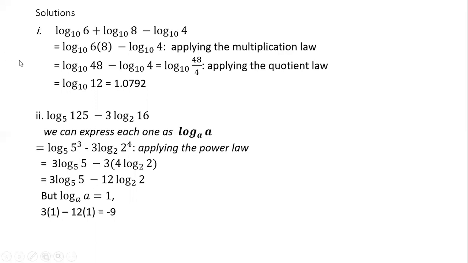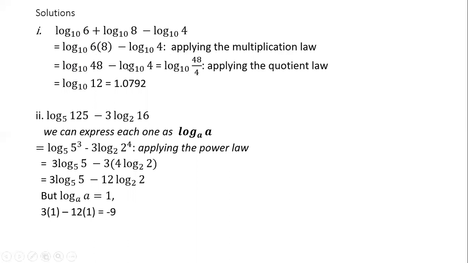(i) log base 10 of 6 plus log base 10 of 8 minus log base 10 of 4. By taking the 2 terms here, it's addition. Hence, we can multiply the numbers. So we have log base 10 of 6 times 8, now minus log base 10 of 4. So we have applied the multiplication law. Now that we have the subtraction, we move forward to also do the division law, the quotient law. But before then, we simplify here. 6 times 8, so we get log base 10 of 48, now minus log base 10 of 4.